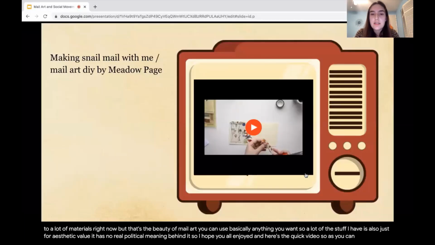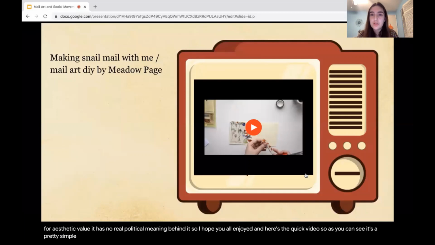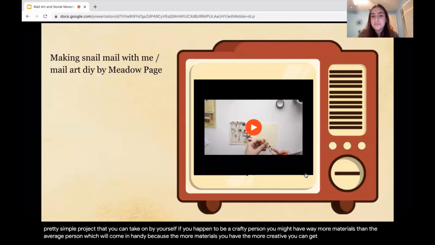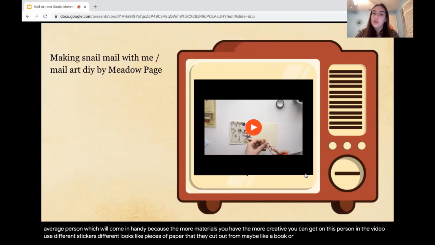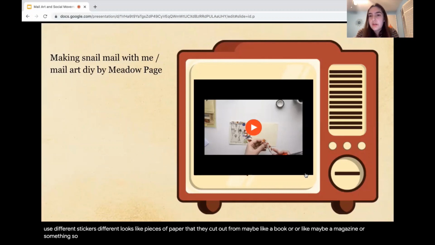So as you can see, it's a pretty simple project that you can take on by yourself. If you happen to be a crafty person, you might have way more materials than the average person, which will come in handy because the more materials you have, the more creative you can get. This person in the video used different stickers, it looked like pieces of paper that they cut out from maybe a book or a magazine or something. So it's very much up to you.